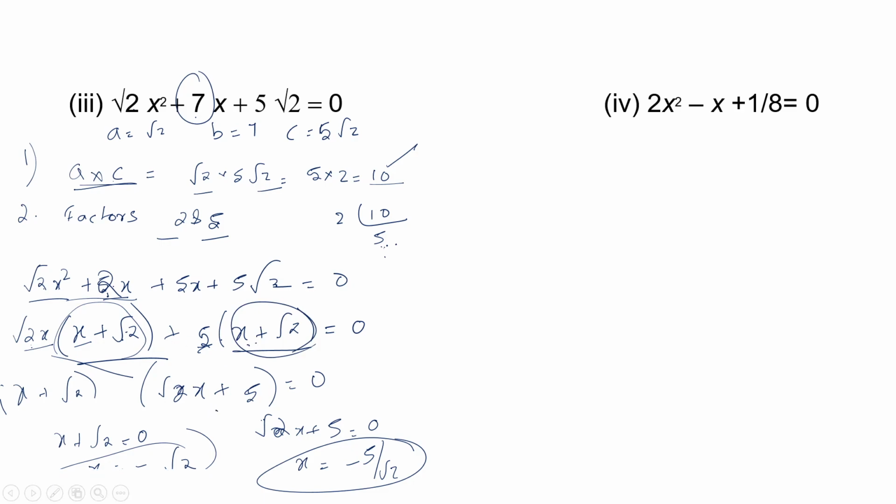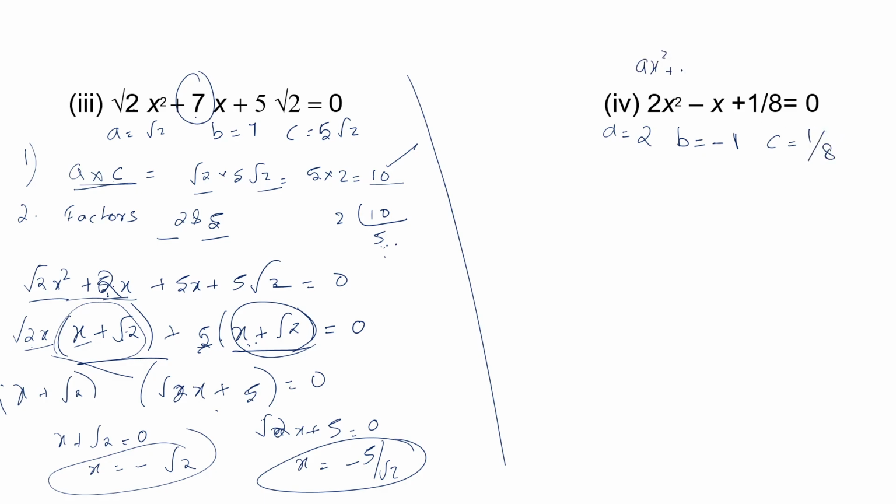Okay, so this is the same procedure you have to do for factorization. So again here, a is 2, b is, don't write it as 1, it should be -1, and c is 1 by 8. Why -1? Because we have to compare with ax square plus bx plus c. So here the sign should be plus and minus, plus -1. So b should be -1, you have to take it along with the sign.